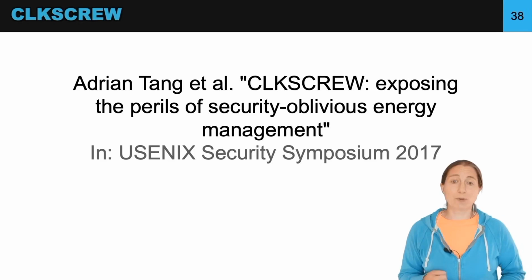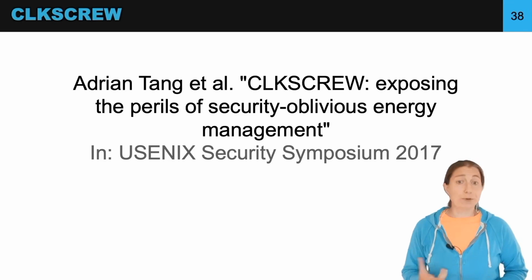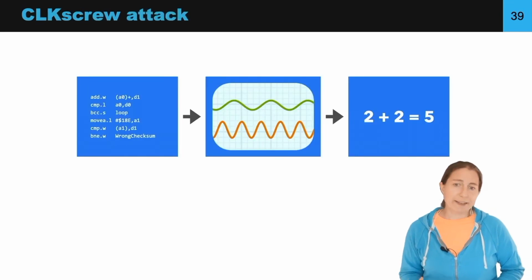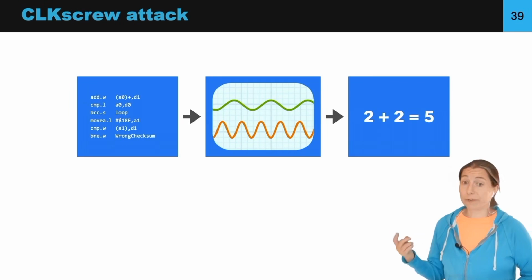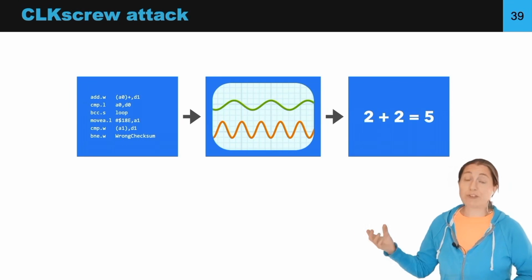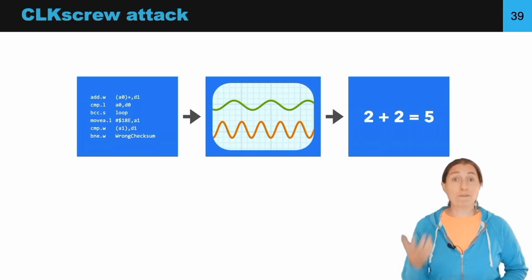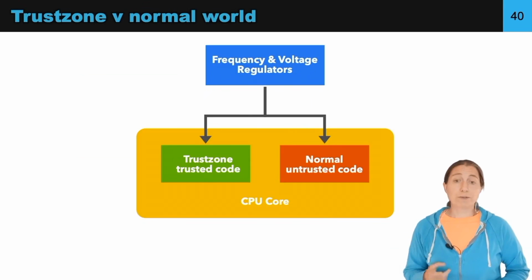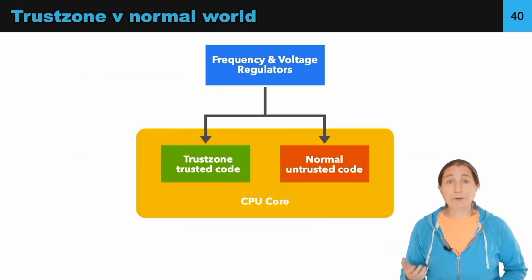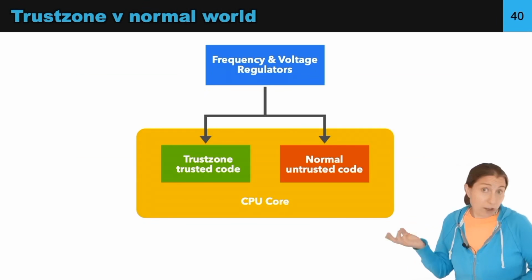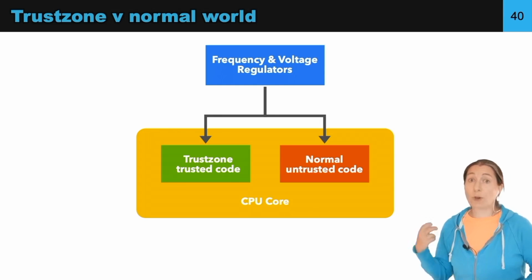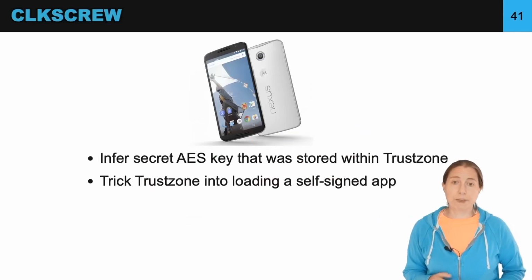This has been used in the first of its kind attack called CLKSCREW: Exposing the Perils of Security-Oblivious Energy Management. What they did is, in software, they modified the code which changed the frequency, which caused faults. And from this, they were also able to fault something inside TrustZone, because the frequency and the voltage regulators manage the same voltage and frequency, whether you're running untrusted code or theoretically trusted code. And this is their attack.